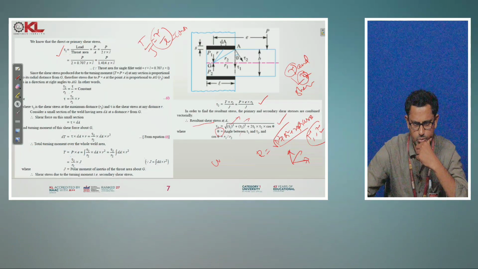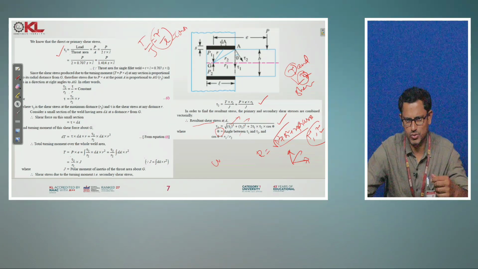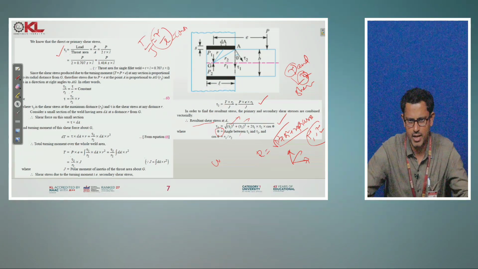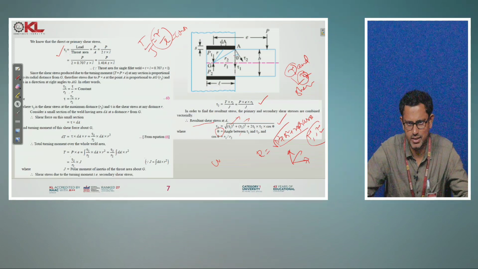By substituting these values, you can calculate the resultant shear stress tau A by substituting the tau 1 and tau 2 values in these equations. How do you get theta? Theta is the angle between your primary shear stress and the secondary shear stress.